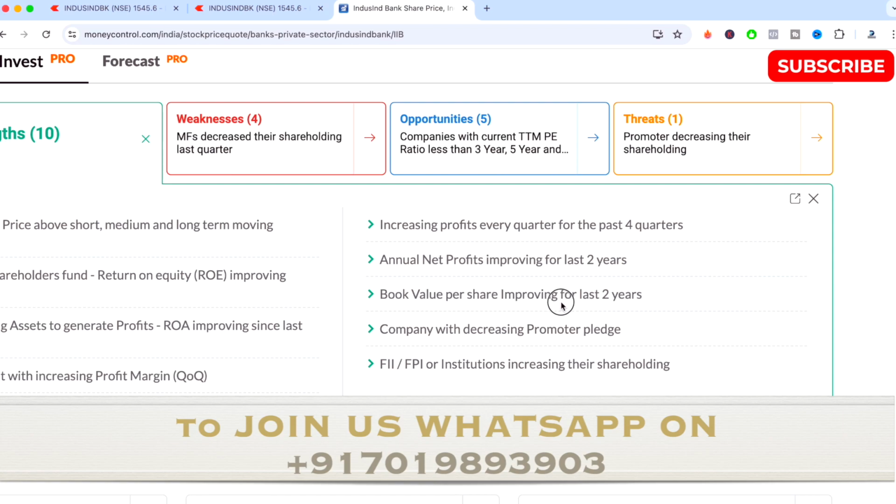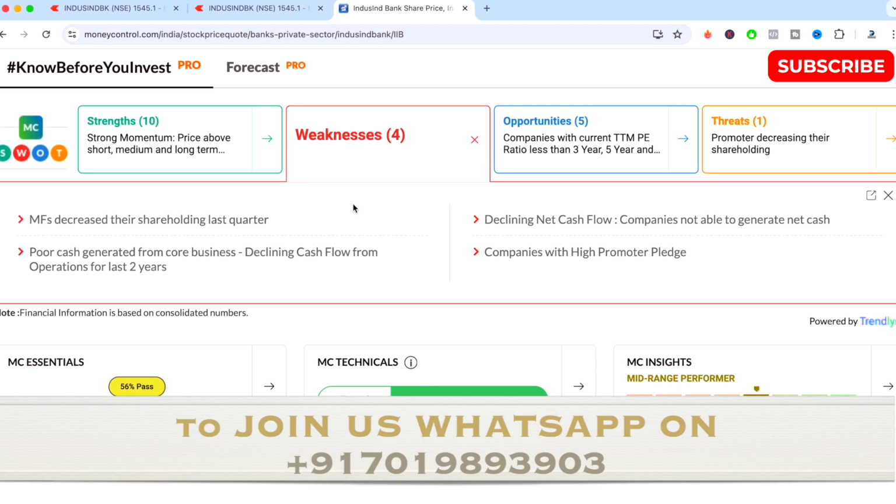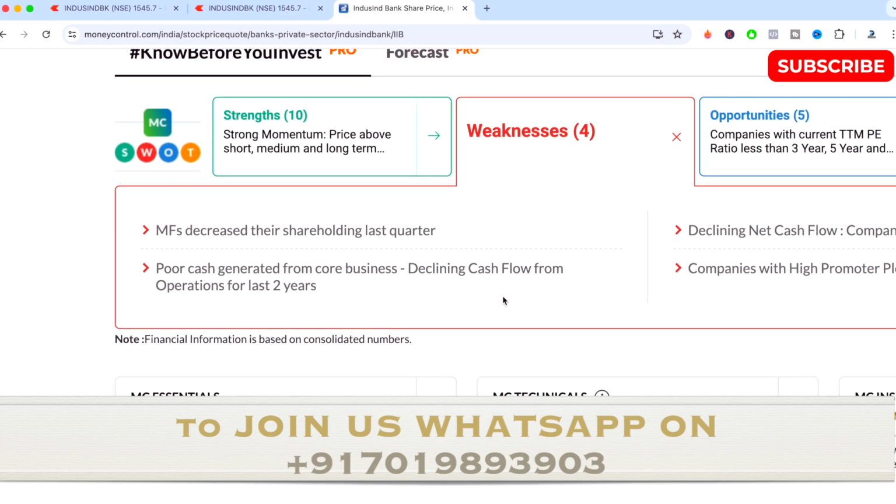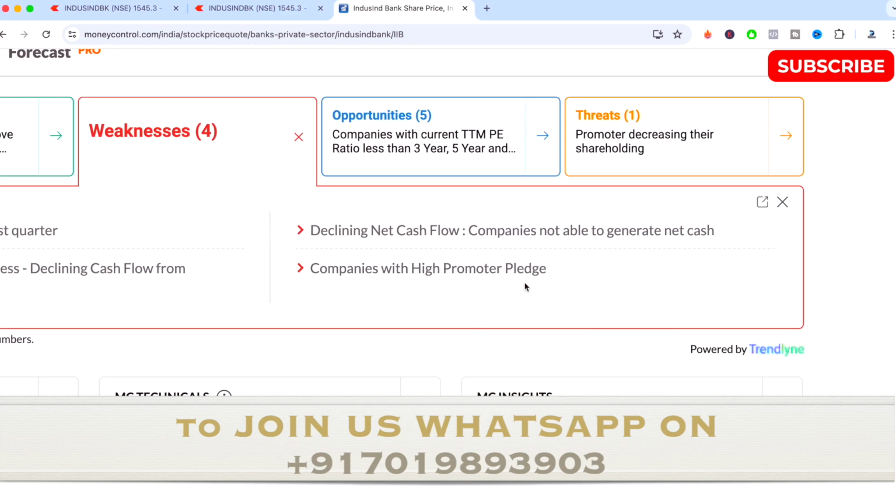Book value per share has improved for the last 2 years, and the company has decreasing promoter pledge and FII, that is foreign investors or institutionals, are increasing their shareholding. Okay, and if we quickly see what the weaknesses are here, mutual funds decreased their shareholding in the last quarter. Poor cash generated from the core business.